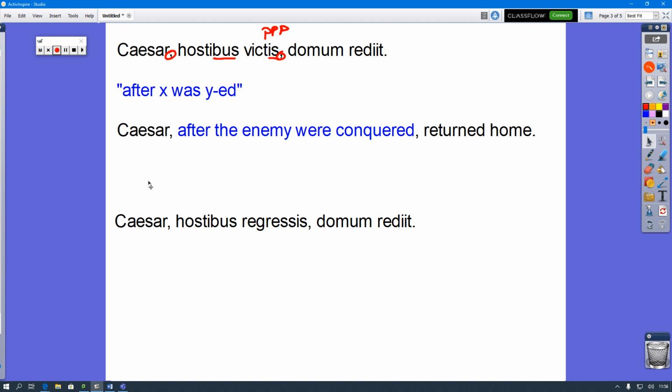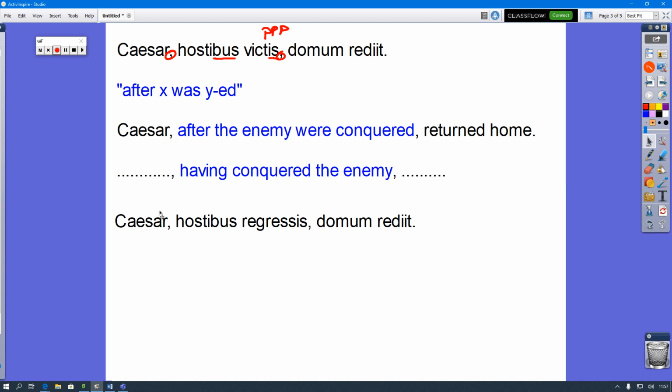Now I can go a step further here. You can't always, but in this example, I'm fairly sure that it was Caesar who actually did the conquering. So, because English prefers active to passive, I'm going to go a step further and say: Caesar, having conquered the enemy, returned home. You can't always do that, but it's often a better translation. If you don't know that Caesar conquered the enemy, if it was someone else who did it, then you cannot translate it like that, and you have to stick with "after X was Y'd."